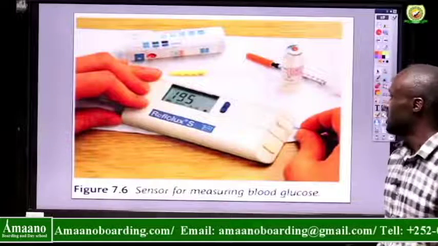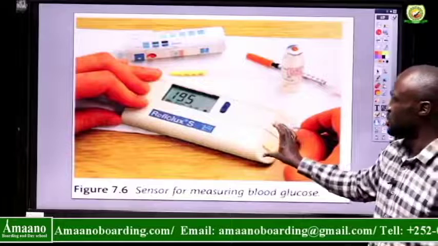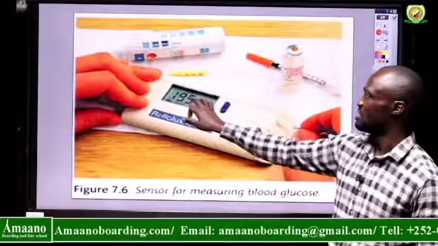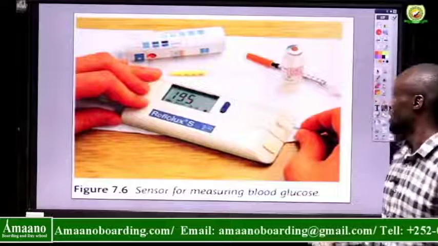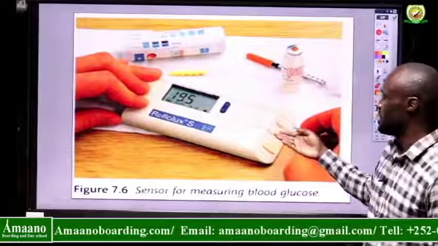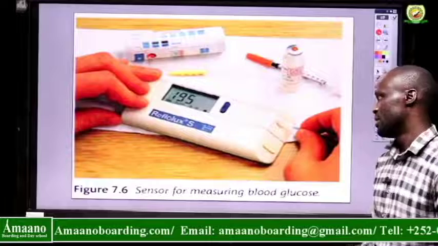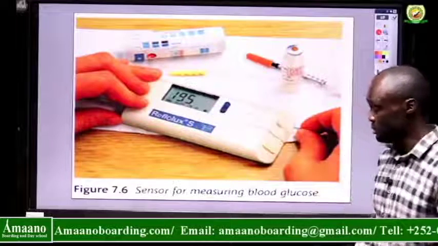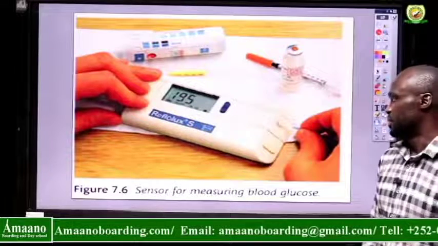As you can see, this is the sensor machine I was talking about. It has this screen. Then you can see it has the testing strip placed into the machine, and then it will give you the value of your blood sugar.